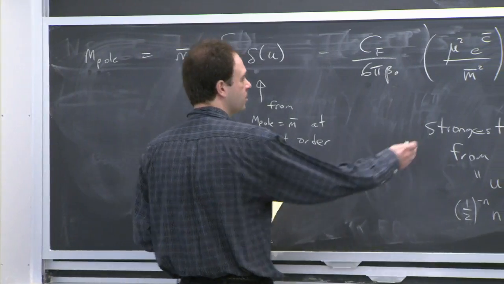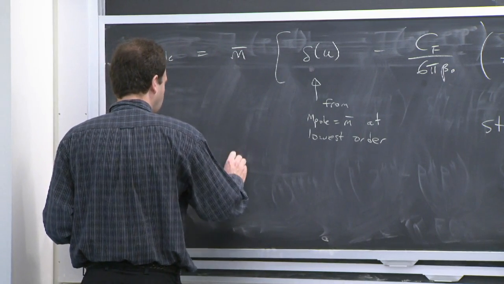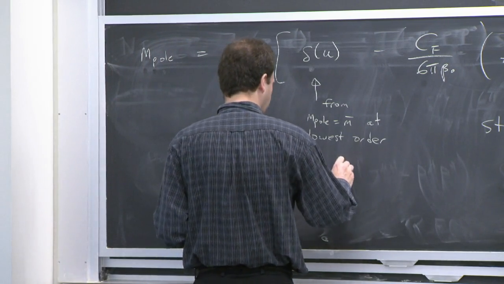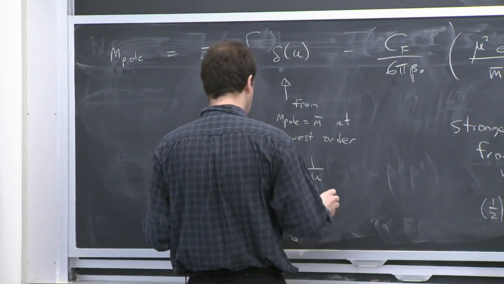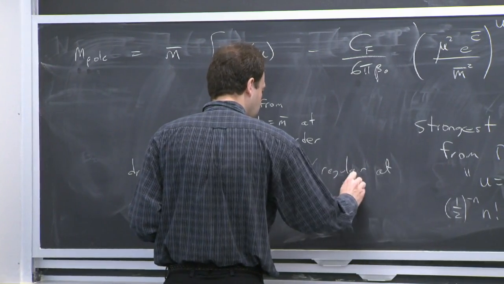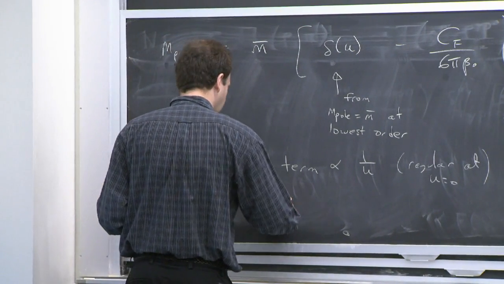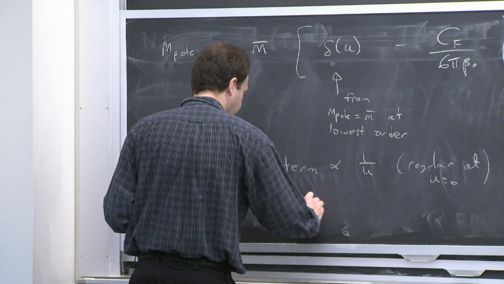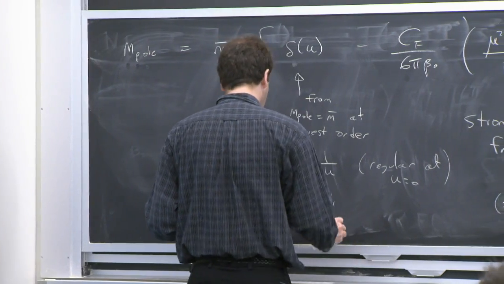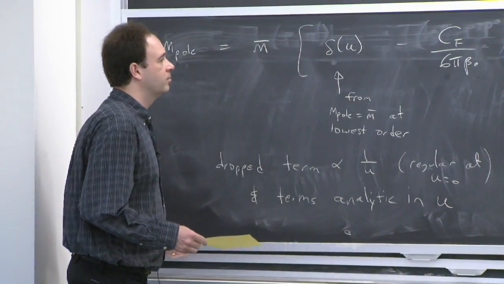So there would be some other terms that I haven't written. So let me just comment that there's actually a term that's proportional to 1 over u that would make it finite at u equals 0 if we're more careful and we carry out the renormalization properly. And I also wasn't so worried about anything analytic in u, so I only was looking at these gamma functions.